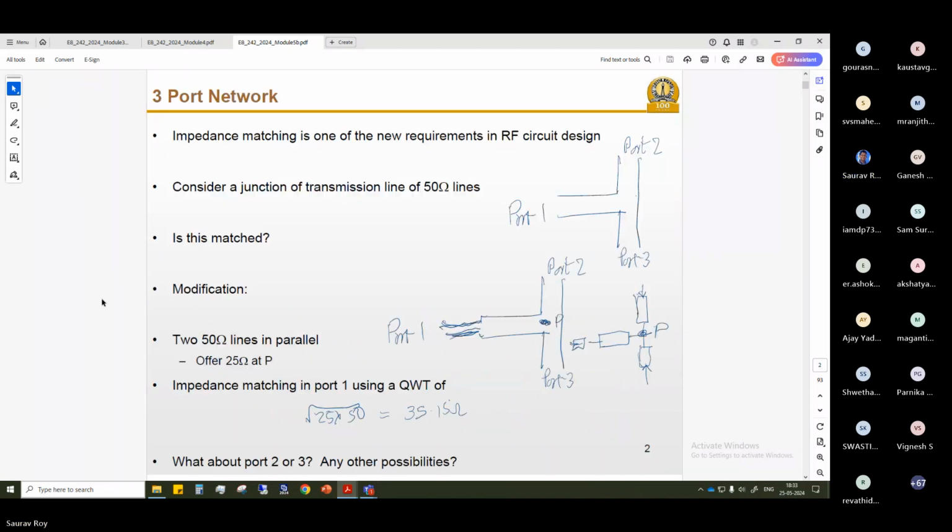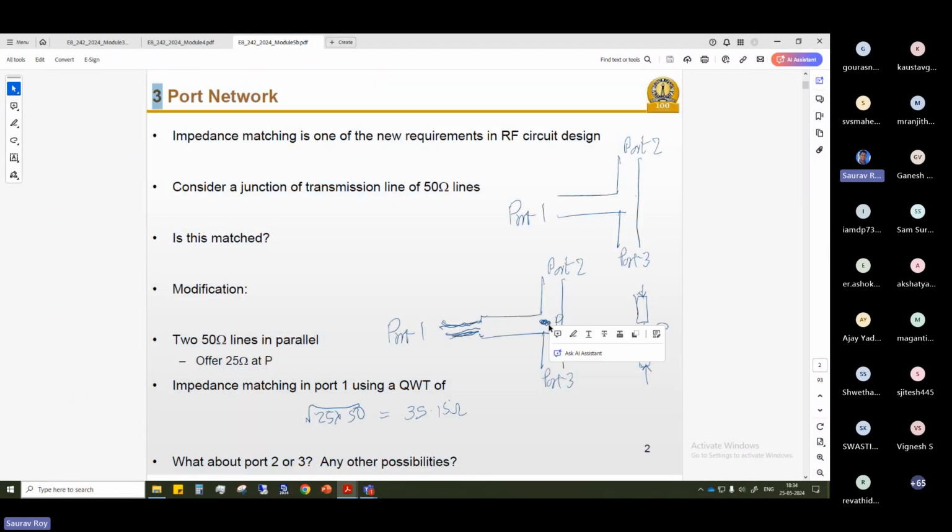What are these? Let's say we have a three-port network, as you see in the drawing here: port 1, port 2, and port 3. Three ports. Let's say all the ports are connected through 50 ohm lines. Can we have a matching here? Matching means obviously at port 1 there should not be any reflection. Now if you see from port 1, port 2 and port 3 are both connected in parallel. So two 50 ohm lines are connected in parallel. That means it offers 25 ohm at the load of port 1, at point P here.